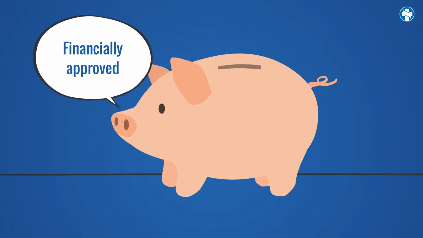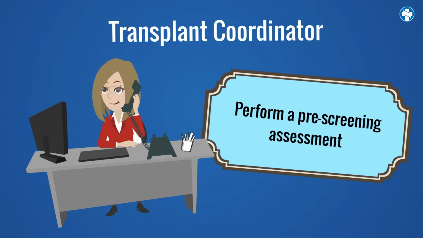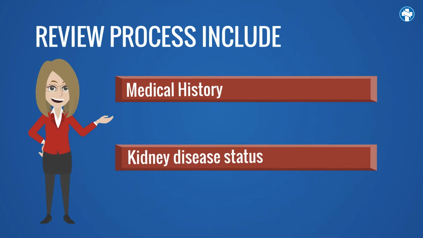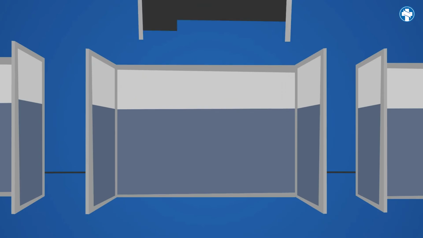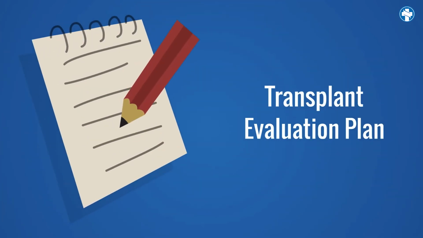Once you have been financially approved, a transplant coordinator will call and perform a pre-screening assessment. This will include reviewing your medical history, the status of your kidney disease, and medications. These health questions will help the transplant coordinator create a transplant evaluation plan that is tailored specifically for your situation.